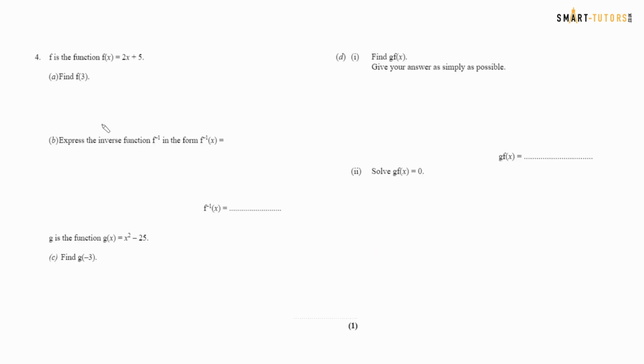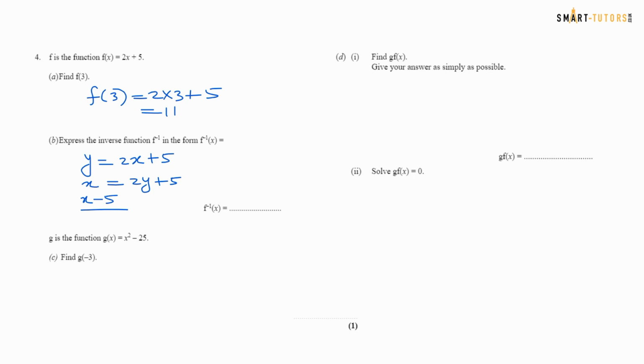Question number 4. f is a function, find the f(3). So f of 3 means you substitute 2 times 3 plus 5. So 6 plus 5 is 11. Find the f inverse of x. So y equal 2x plus 5. So switch, x equal 2y plus 5. And (x - 5) divided by 2 is the y. Now replace the y with f inverse of x, which is (x - 5)/2.